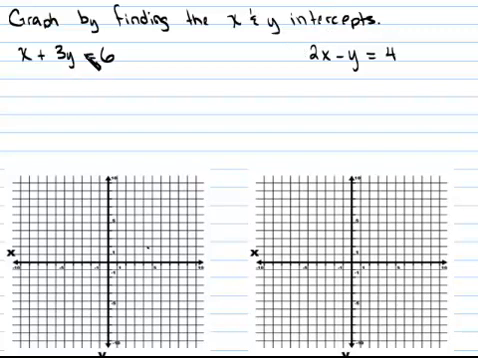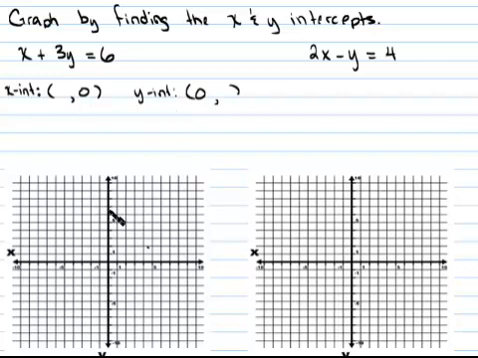So a reminder, let's take our first line. If we want to find the x-intercept, that's the point where our graph crosses the x-axis. So if it crosses the x-axis, that means we have an x value, but our y value is automatically 0. And if we'd like to find our y-intercept, then we're looking for the point where the graph crosses the y-axis, so automatically that makes our x value 0.